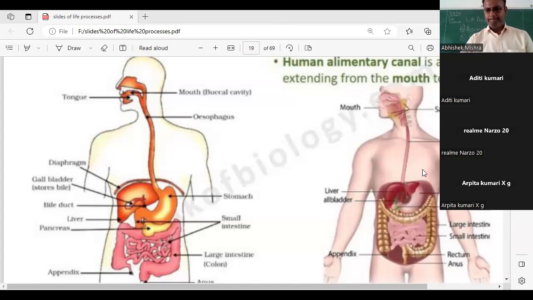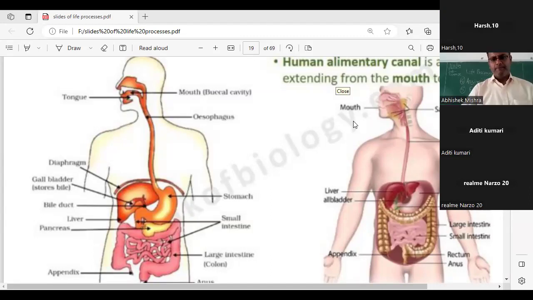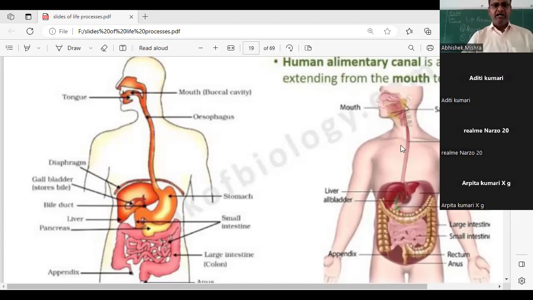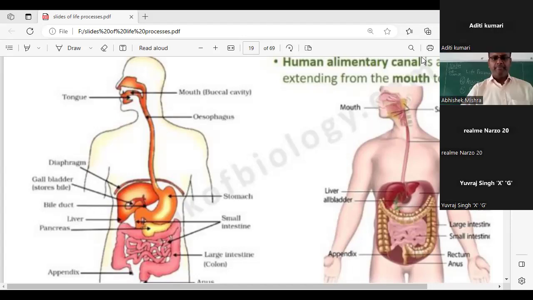What are the three components? Pancreatic juice does not have three components, it has trypsin and lipase enzymes. Okay, Harsh also wants to answer. Just a moment. Aditi also. First, I would like to give Harsh. Okay, Harsh, unmute yourself.